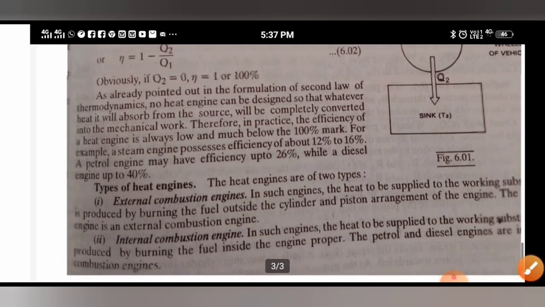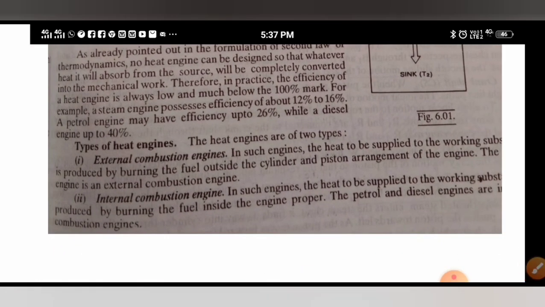And there are two types of heat engines. One is the external combustion engine and one is the internal combustion engine. External means the heat is supplied to the working substance by burning the fuel outside the cylinder, and in internal combustion it is burned inside.